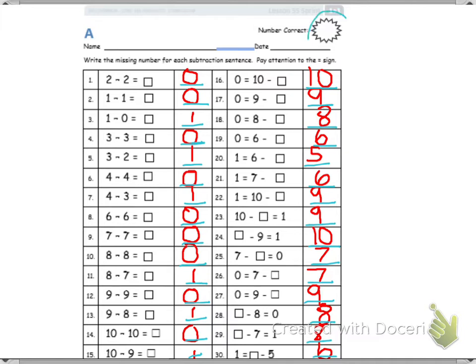Alrighty, guys, I want you to check to see how many you got correct and put it in the star at the top, please. Put it in the star at the top. Now remember, you can always pause the video to be able to catch up.